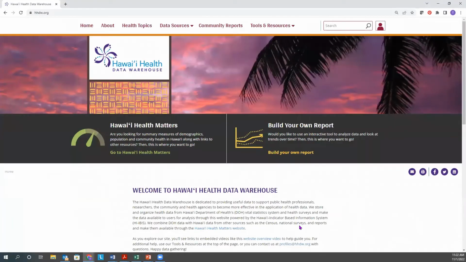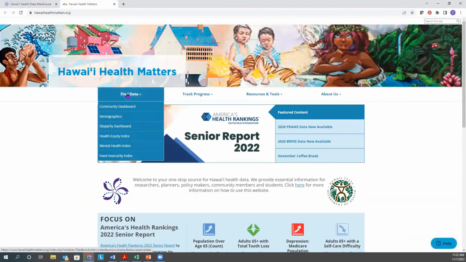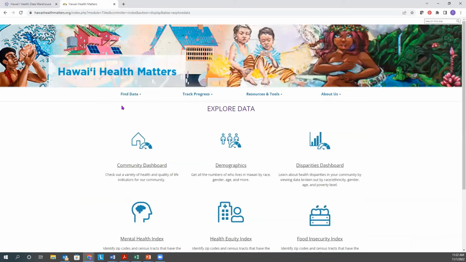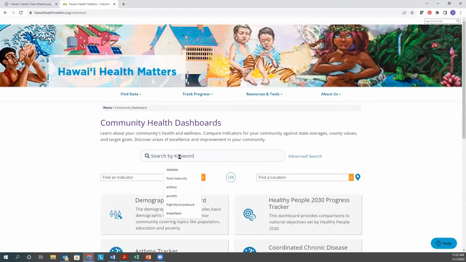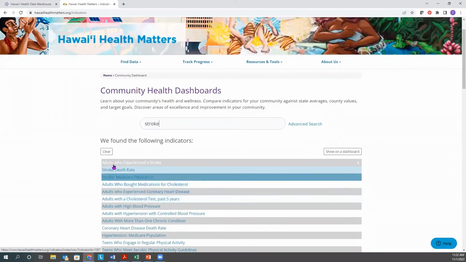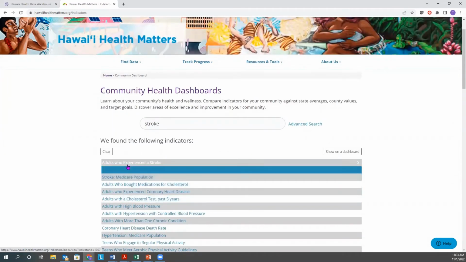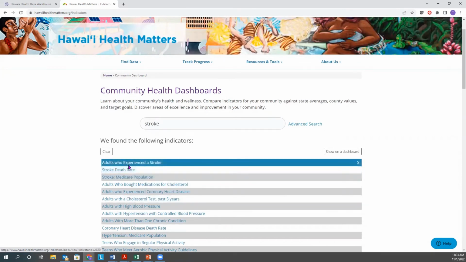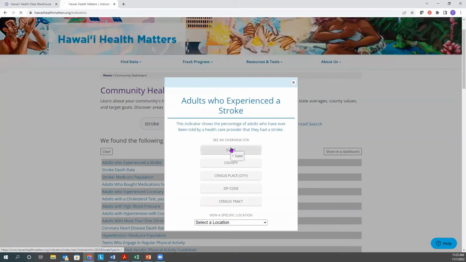So I'm going to start here at hhgw.org. I invite you to follow along, and I'm going to start from here and go over to Hawaii Health Matters. And I'm going to pull up Find Data, Community Dashboard, and I'm going to type in the keyword stroke. So here I can see I have a lot of indicators regarding stroke. I have a stroke death rate, but I'm going to look at adults who experience stroke. And I'm going to look at the state data.